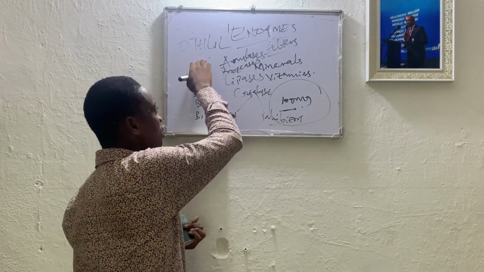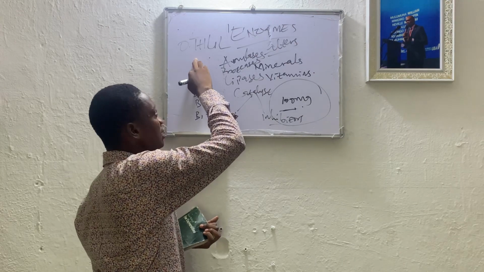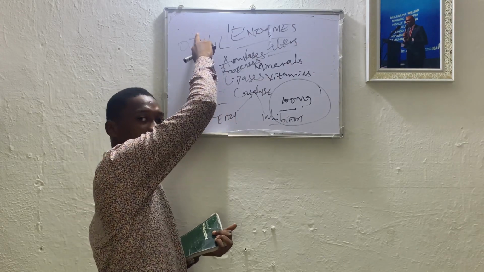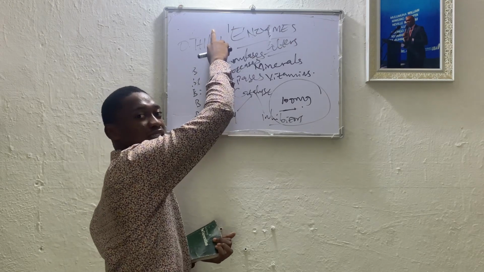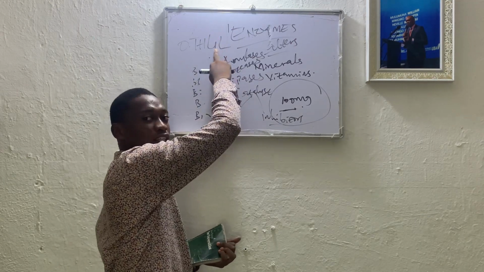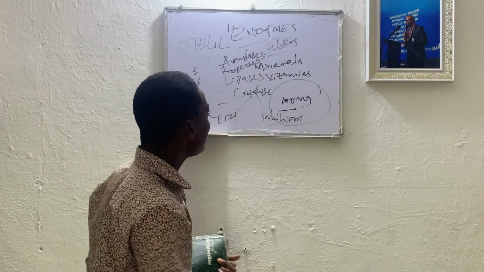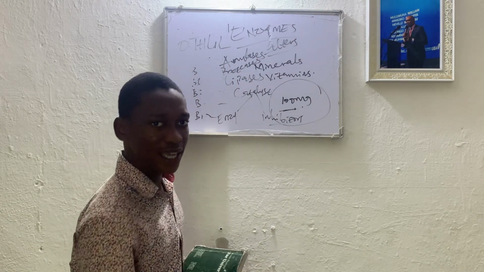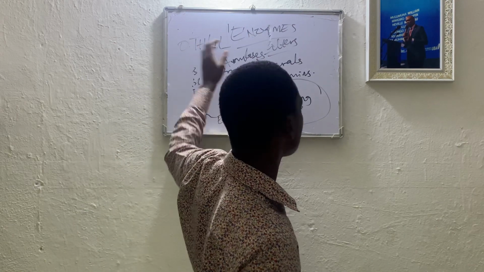So now OTHLIL, back to what I was saying. I said that O is oxidoreductases, T is transferases, H is hydrolases, L is ligases, I is isomerases, another L is lyases. Lyases. Are we together now? Good. So let's explain oxidoreductases.